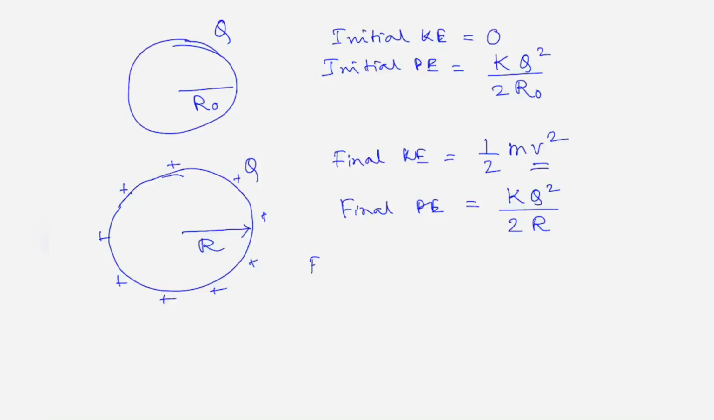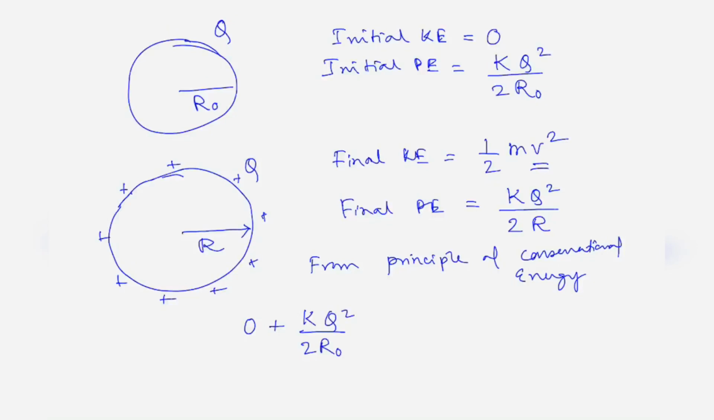Therefore, from the principle of conservation of energy, I can say that the initial kinetic energy plus kQ square divided by 2r0 is the same as half mv square plus kQ square by 2r.